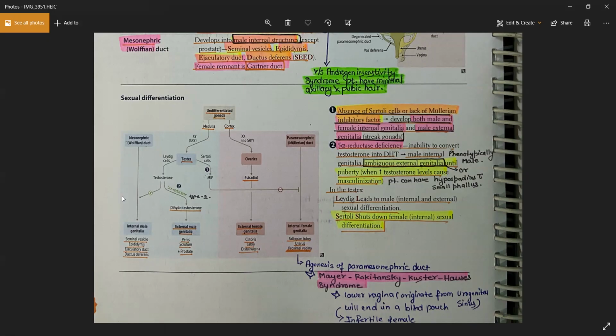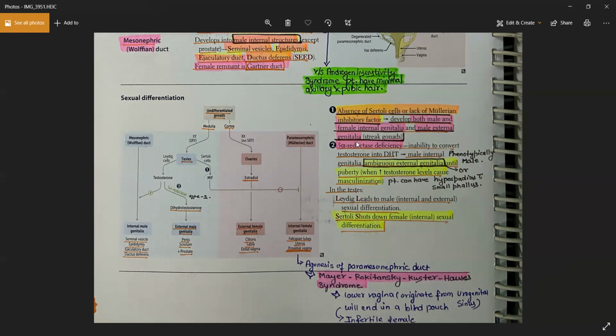Yes. So all of these things we have discussed here already. If you got absence of the Sertoli cells, then you cannot have the Mullerian inhibitory factor. You will end up having both female as well as male internal genitals. If you got a deficiency of 5 alpha reductase, you will have an ambiguous external genitalia, or you can have a female development type. No male development externally will be there.